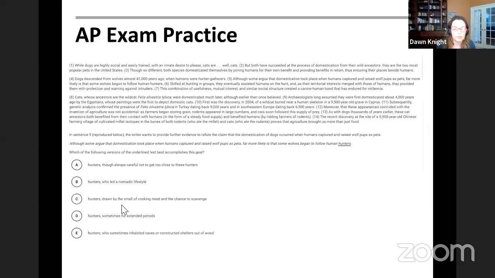Dogs descended from wolves almost 41,000 years ago when humans were hunter gatherers. Although some argue that domestication took place when humans captured and raised wolf pups as pets, far more likely is that some wolves began to follow human hunters. Skilled at hunting in groups, they eventually assisted humans on the hunt, and as their territorial interests merged with those of humans, they provided them with protection and warning against intruders. This combination of usefulness, mutual interest, and similar social structure created a canine-human bond that has endured for millennia.